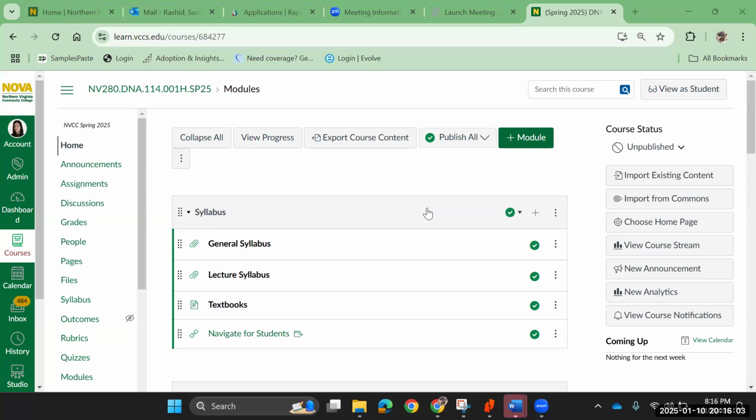Hi, everyone. Welcome to Chairside Assisting 2. I believe it's called DNA 114. As you remember from last year, in the fall semester, Chairside Assisting 1 was called DNA 113. So this is DNA 114, Chairside Assisting 2.